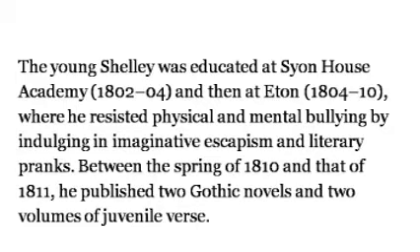Between the spring of 1810 and that of 1811, he published 2 Gothic novels and 2 volumes of juvenile verse. Gothic usually means writings which employ elements of horror, like novels such as Dracula. They are known as Gothic novels. And juvenile verse means poetry for the young people, for the juveniles.